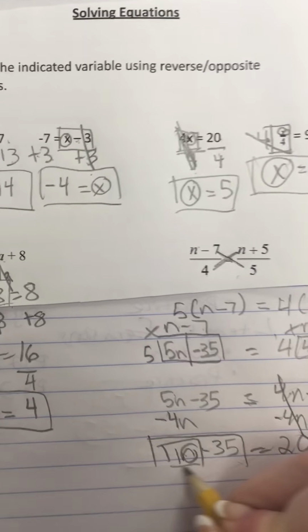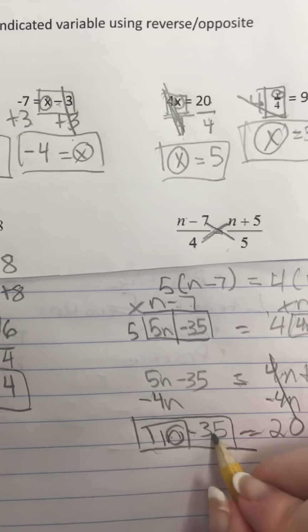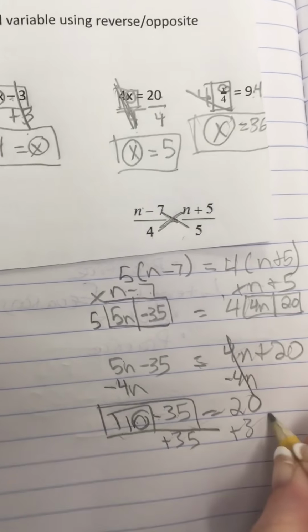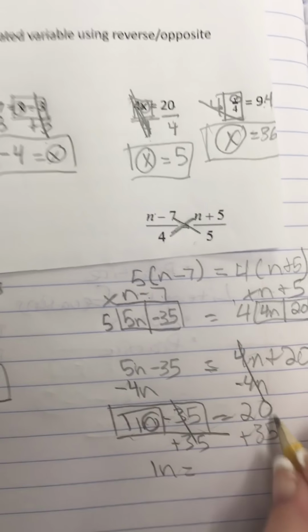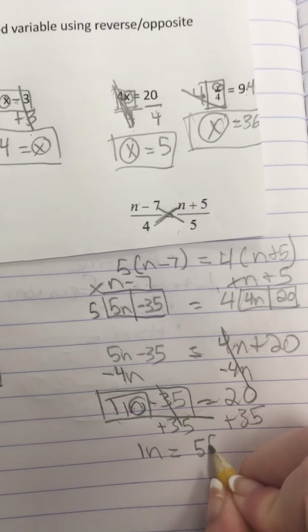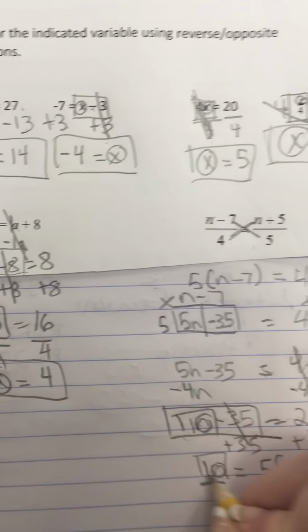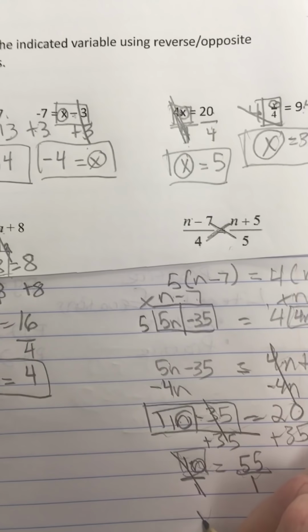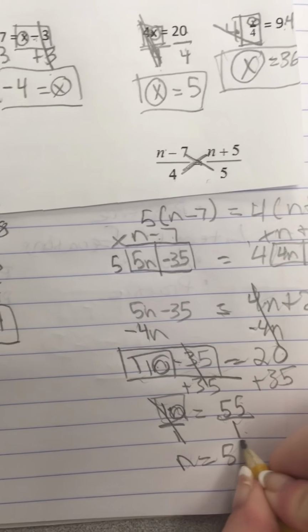All right, so my biggest box is this minus 35. The opposite of minus 35 is plus 35. And 20 plus 35 is 55. Divide by 1, because that's what's left, and it's being multiplied times the n. And then 55 divided by 1 is 55.